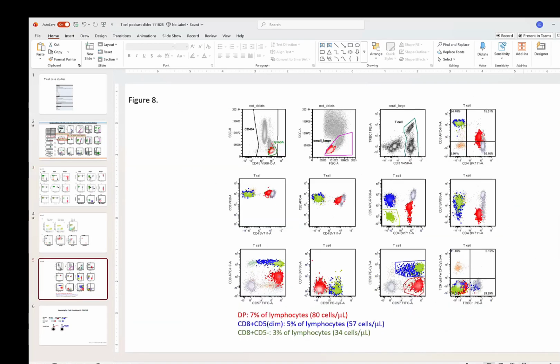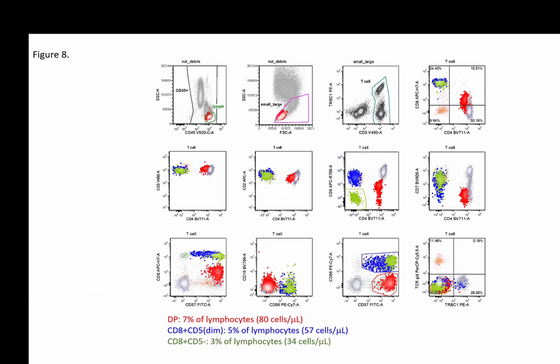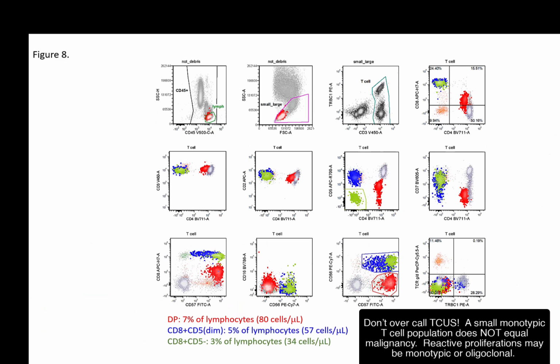So, figure 8 is an example of a patient with no suspicion for a T cell neoplasm, but has multiple small T cell clones. This is actually a classic example of an oligoclonal T cell proliferation, potentially due to some sort of reactive pathogen. And as you can see here, we have these differentially colored.